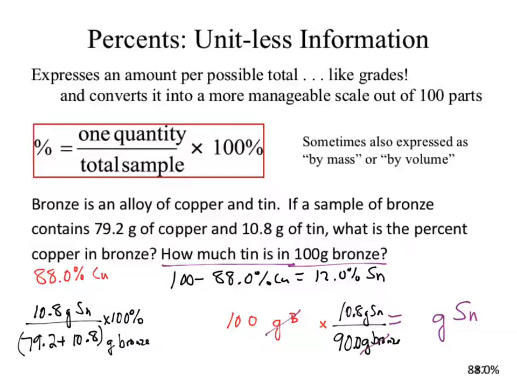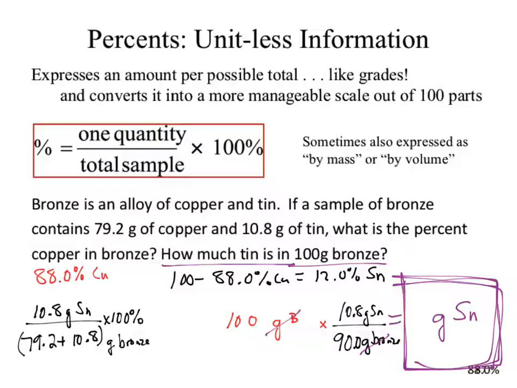How do you know that second question was asking specifically for a percent? The second question isn't asking for a percent. How much tin is in 100 grams? It's how much tin. So what did I get as my final answer? 12%. So 12% of 100 is... My final answer was grams of tin. Didn't ask for a percent.